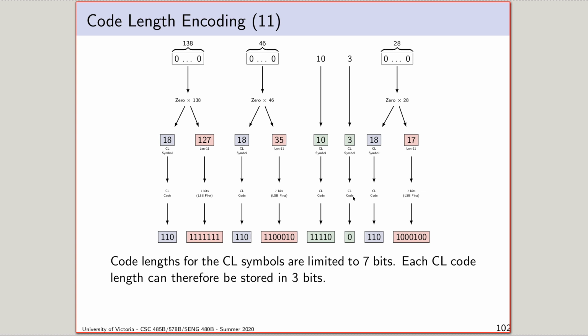So the CL code lengths are limited to 7, so this should just say limited to 7, not 7 bits. I can, of course, then store each CL code length in 3 bits. So just like before, because we have these limits on the number of bits that we can use to store the length, we have a limit on the actual length of the code, and that means that even though there are 19 CL code symbols, which means the Huffman coding could put some of them at depth 18 or something, we have to make sure that before we use the code, the depths are at most 7.